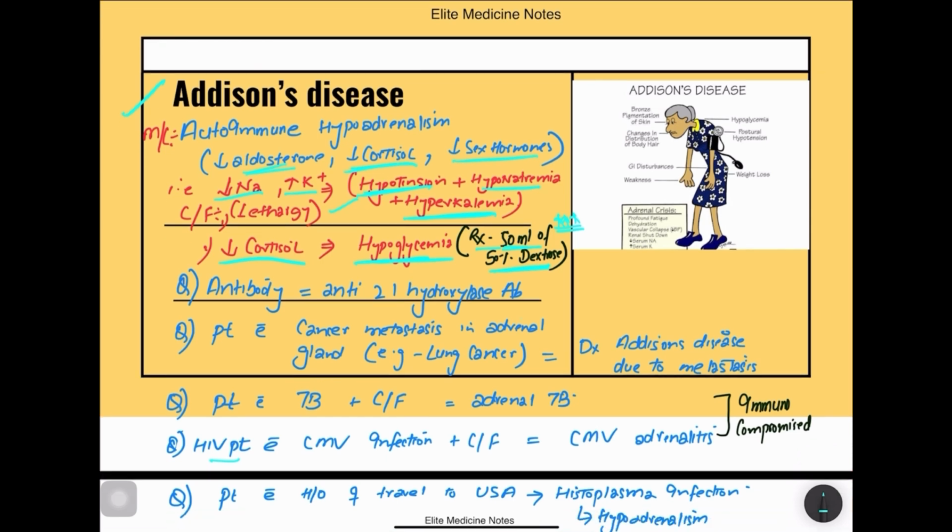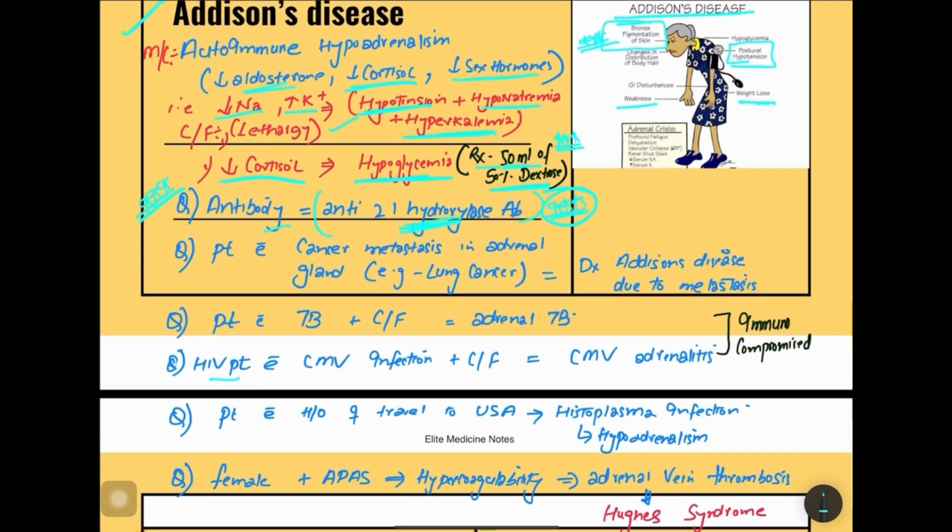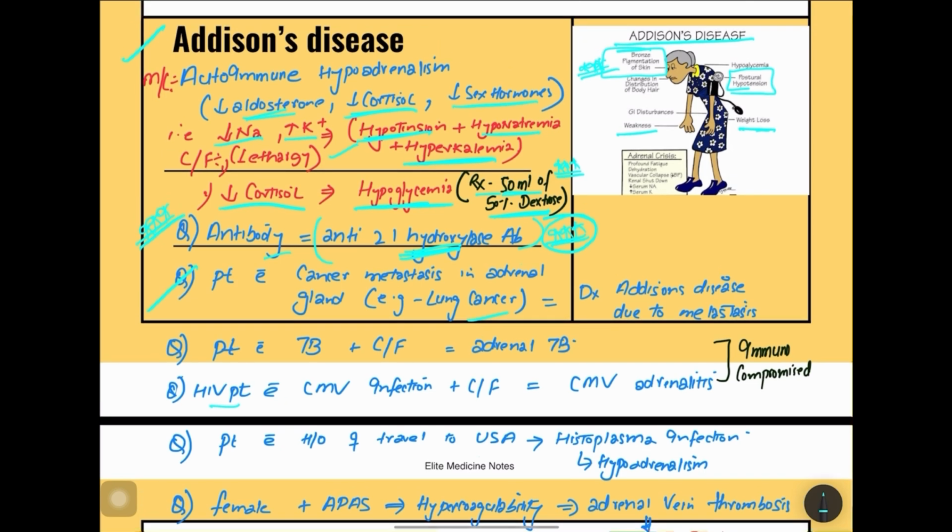So I told you that there is an autoimmune destruction of the adrenal gland, so there will be an antibody also. So this antibody is anti-21 hydroxylase antibody. It is very important, and it is very likely they will ask you about this in an exam. Another thing you have to remember is the clinical features of Addison's disease. I told you there will be hypotension, hyponatremia, hyperkalemia, and hypoglycemia. So this hypotension can be postural hypotension, and please remember bronze pigmentation of the skin. Bronze pigmentation of the skin. Weight loss is also there, okay? So the next thing they can ask you is about a patient having any cancer, for example a lung cancer, having clinical features of Addison's disease, okay?